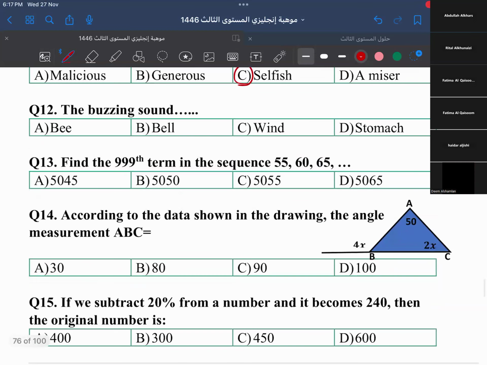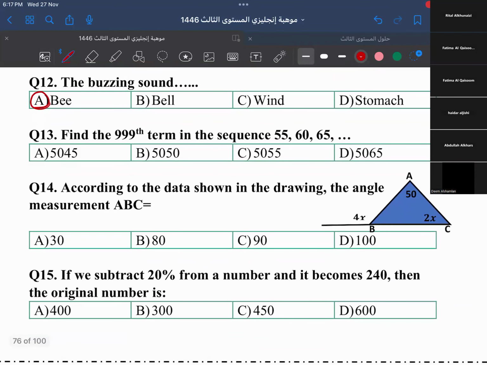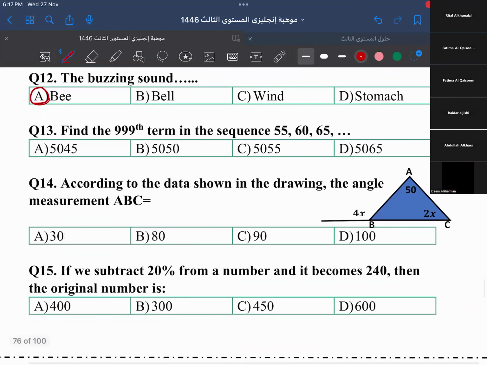Question 12. Yes, Abdullah. The buzzing sound is B-A. Yes. So it's the bee. Yes, ممتاز. So it's the sound of the bee. The buzzing is the sound of the bee. Excellent. ممتاز. Okay. يلا, we're moving quite fast. ممتاز. Question 13.